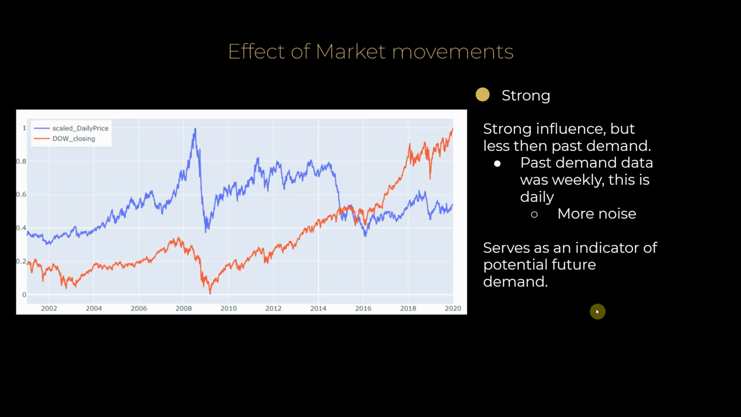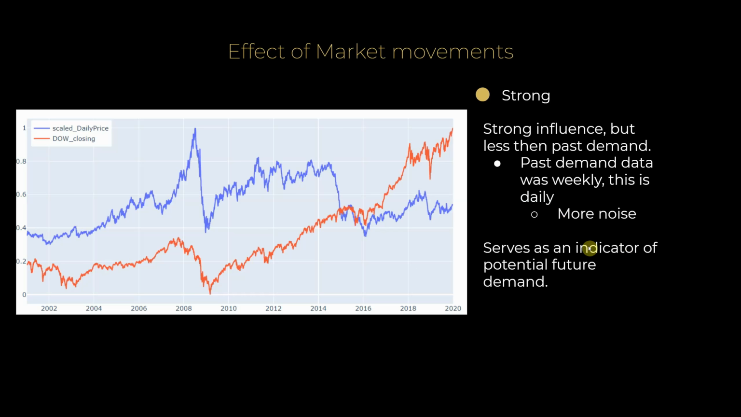But I think one reason that the price of oil seems to track with the Dow is because it serves as an indicator of potential future demand. In fact, that is the conventional wisdom in the crude oil markets: if the Dow goes down, there's an assumption that the economy is slowing down and there will be less demand for fuel.